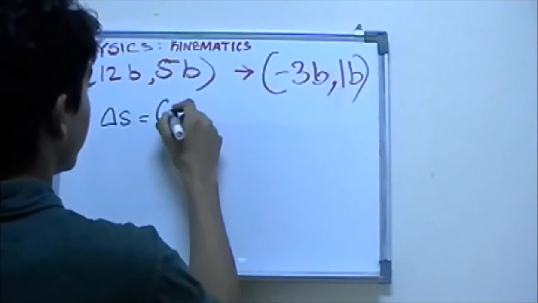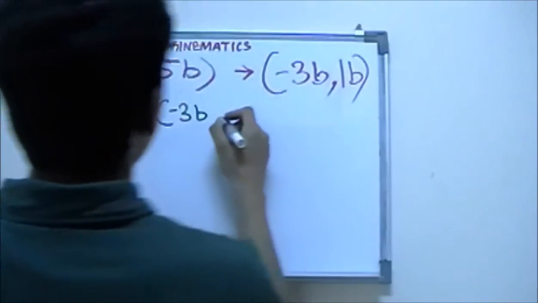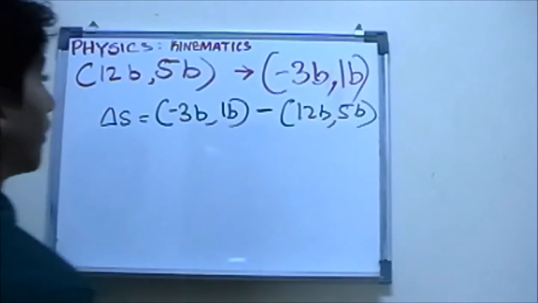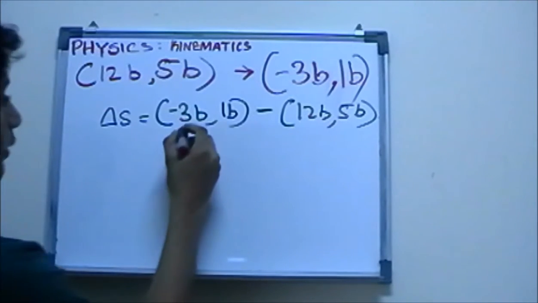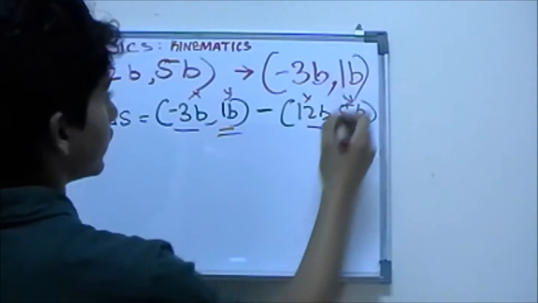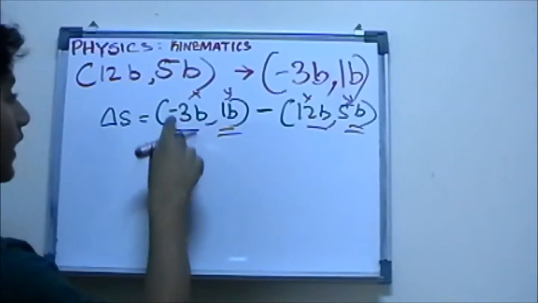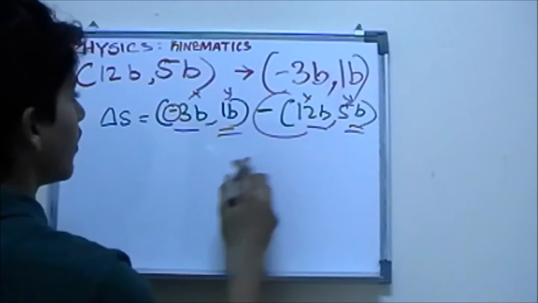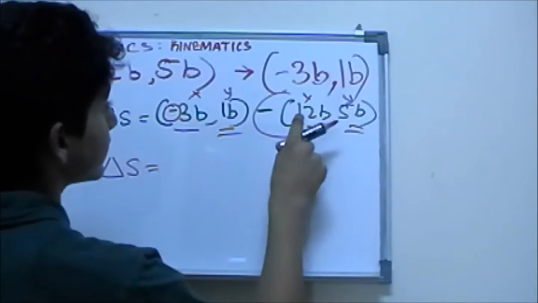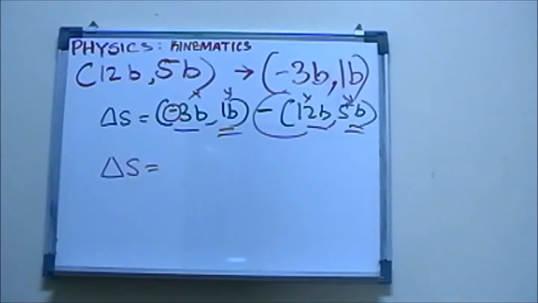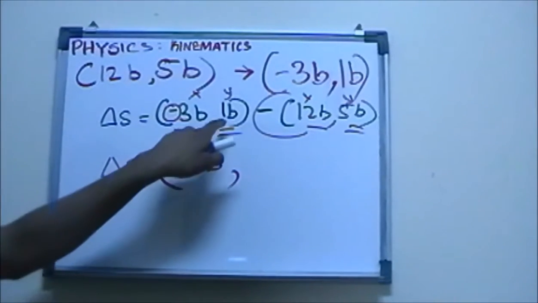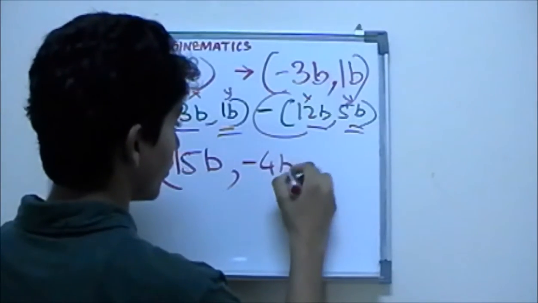So let's do it. -3 blocks, and then we have 1 block, and you subtract 12 blocks and 5 blocks. You subtract this by this and this by this, because this is x, y, x, y, so you do x minus x, y minus y. In this case, since the x over here is negative and over here is negative, we add them. So displacement is -3 minus 12. What is -3 minus 12? It's -15 blocks. Now 1 minus 5 gives us -4 blocks.